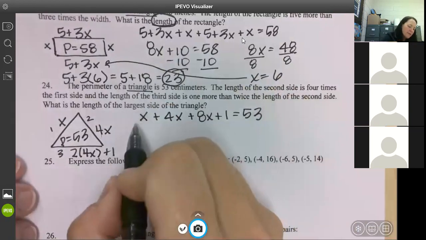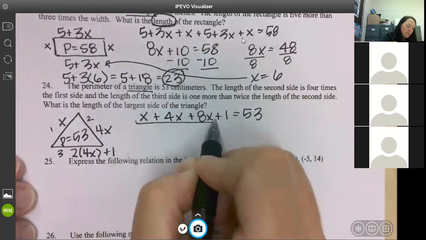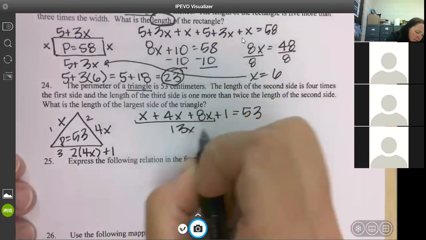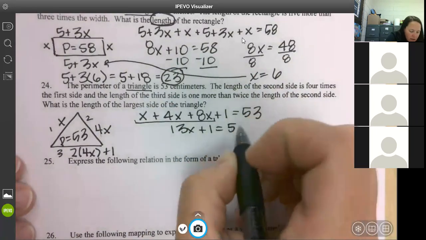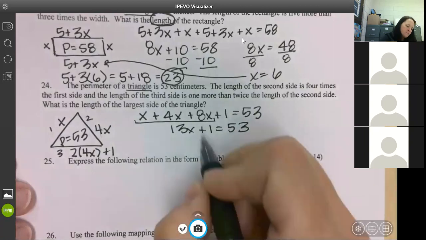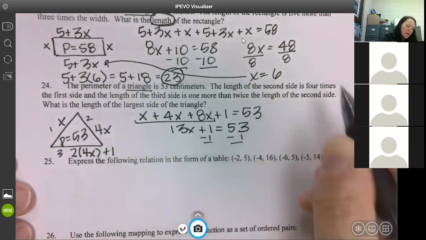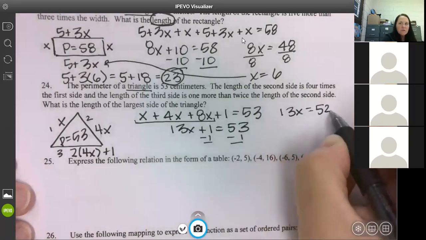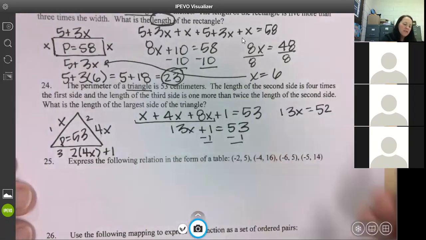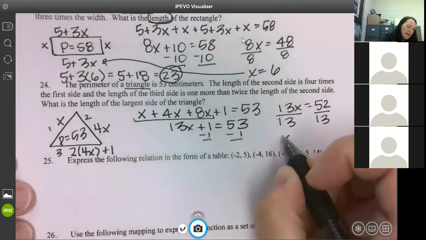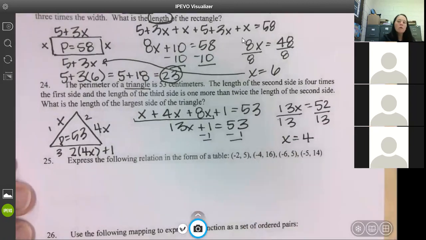Add your like terms. How many total x's do I have? 13. So 13x plus 1 equals 53. How do I solve? Subtract 1. I get 13x equals 52. Finish it out. And I get x equals 4.